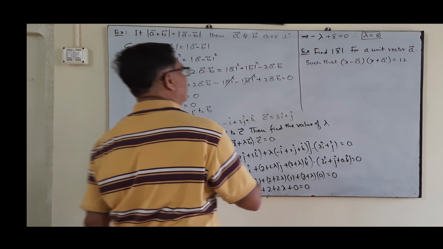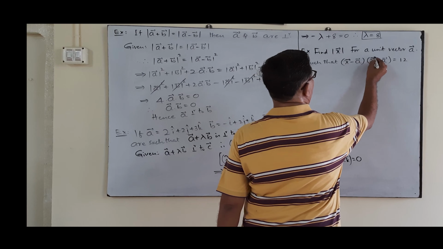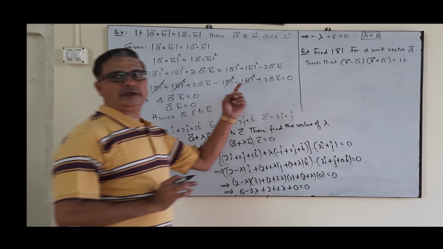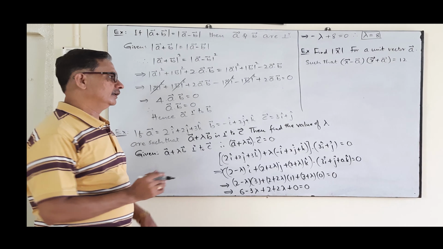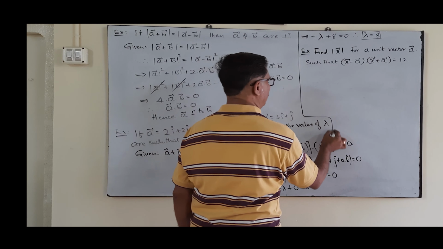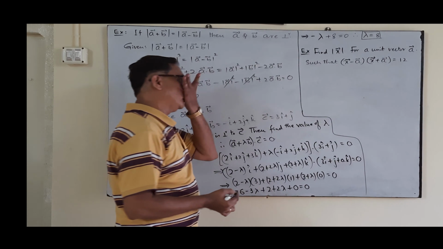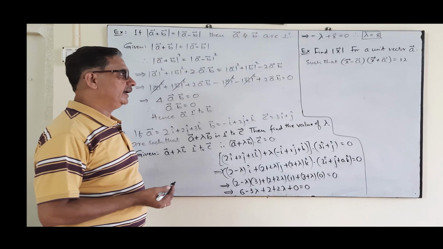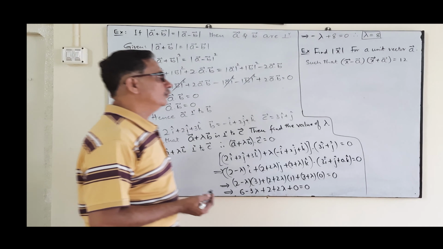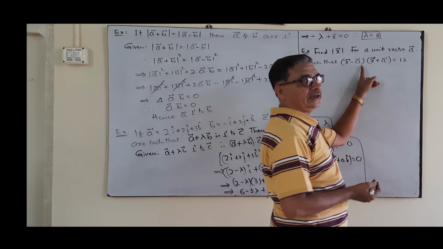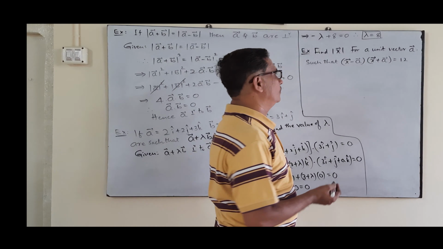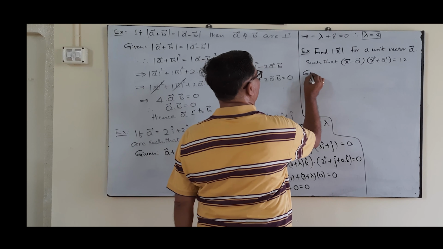Next problem: x minus a dot x plus a is equal to 12. Important problem, 2 mark question. A very simple problem. To find the magnitude of x, where a is a unit vector, using this we solve: x minus a into x plus a is equal to 12. Now how to solve?